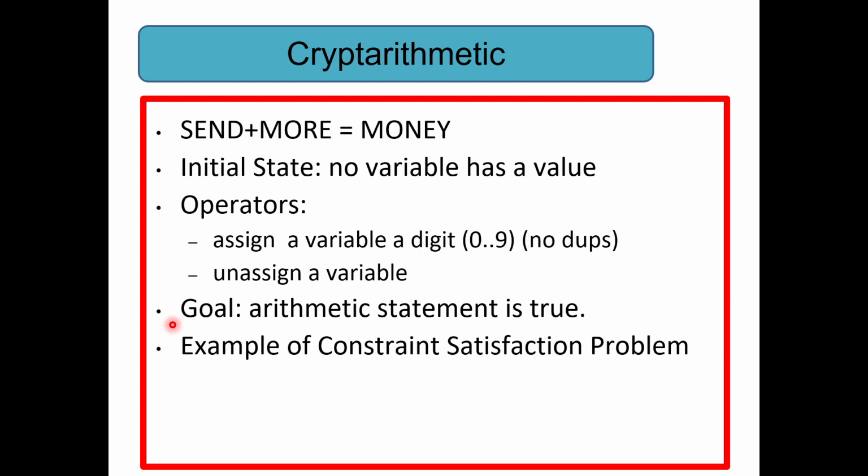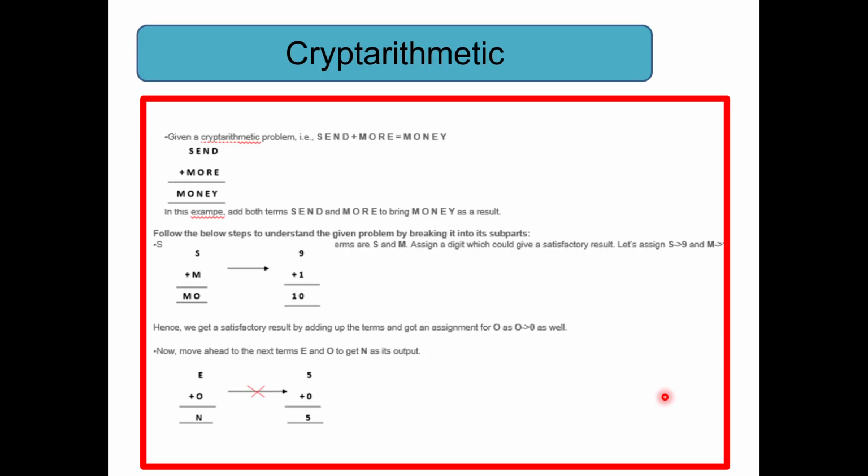Then the goal: we have to assign one unique value to each variable. For example, here you take SEND and MORE, then you have to get MONEY. If you assign numbers to S and M and add, you get the result like MO. Then E and O should give N. Then N and R give E. Then D and E give Y. The letter should have the same value wherever it appears.